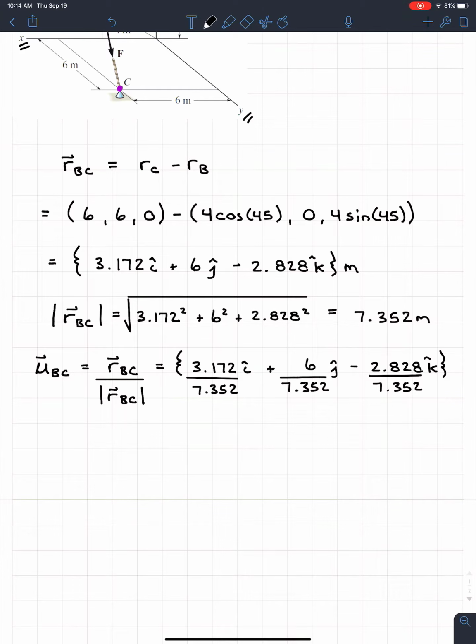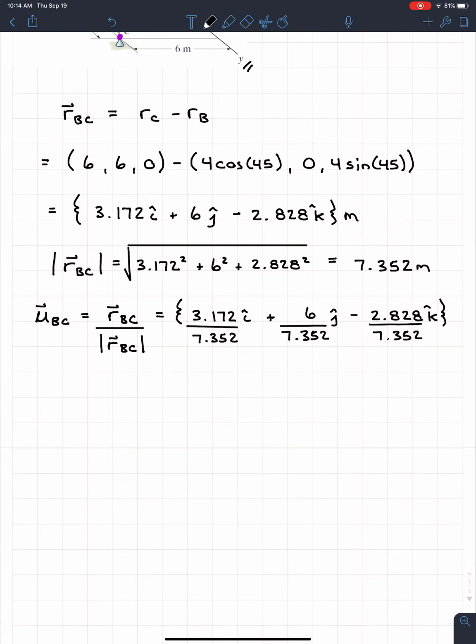And remember, unit vectors do not have units. And it's very easy to tell from this because in these divisions right here, we're taking units of meters and dividing it by units of meters. So they cancel out, we get nothing. And in the end, what we get is our unit vector from B to C. So UBC is equal to, and now in brackets, I'm just going to put the actual numbers. I'm just doing the division, nothing more.